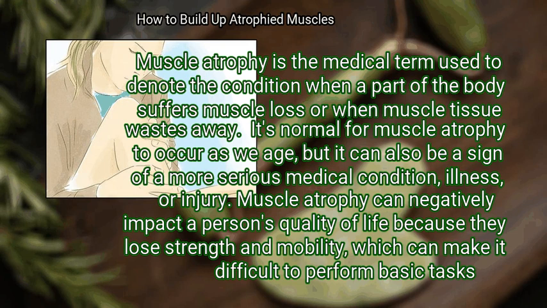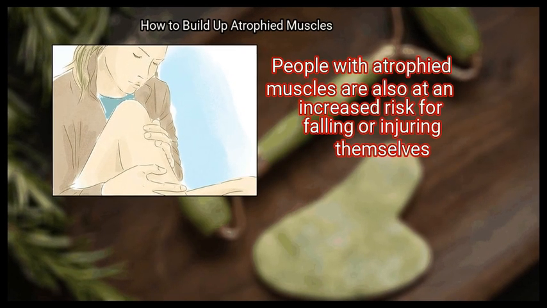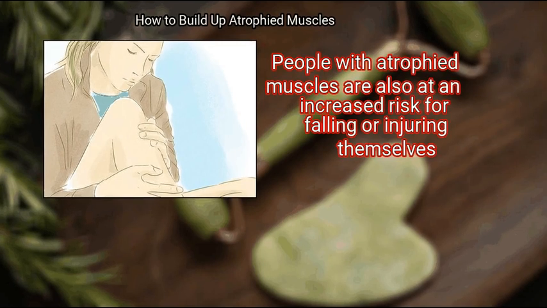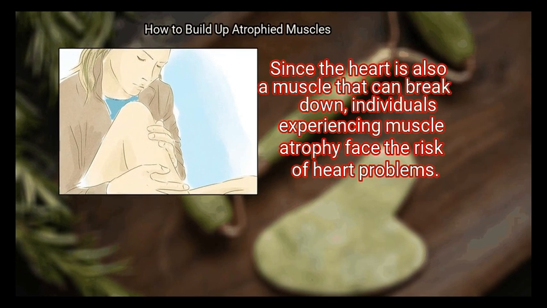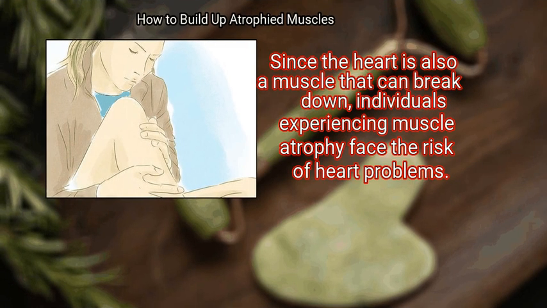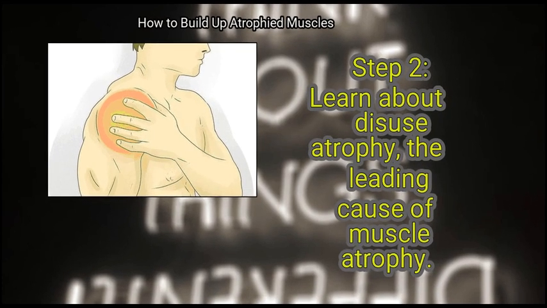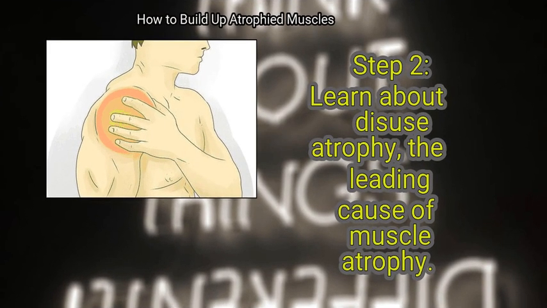Muscle atrophy can negatively impact a person's quality of life because they lose strength and mobility, which can make it difficult to perform basic tasks. People with atrophied muscles are also at an increased risk for falling or injuring themselves. Since the heart is also a muscle that can break down, individuals experiencing muscle atrophy face the risk of heart problems.